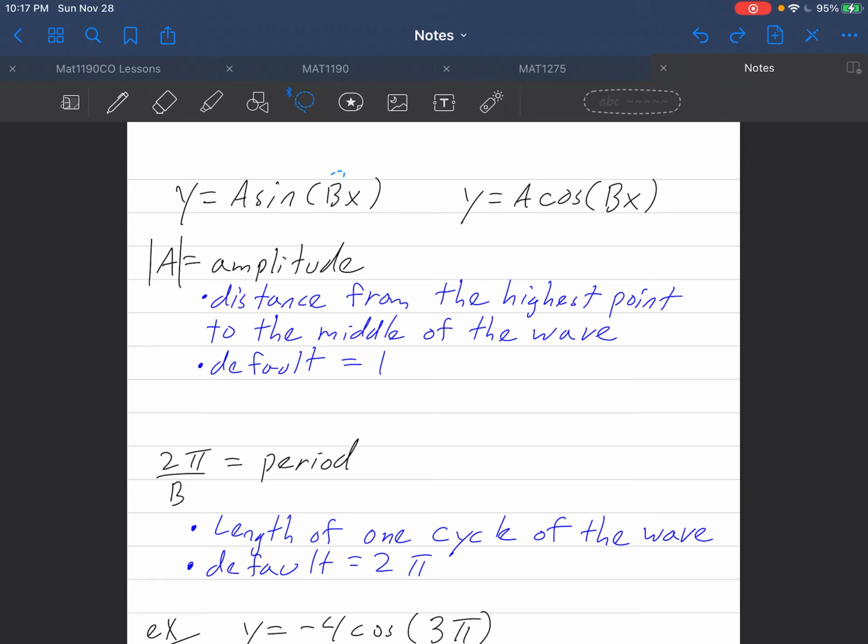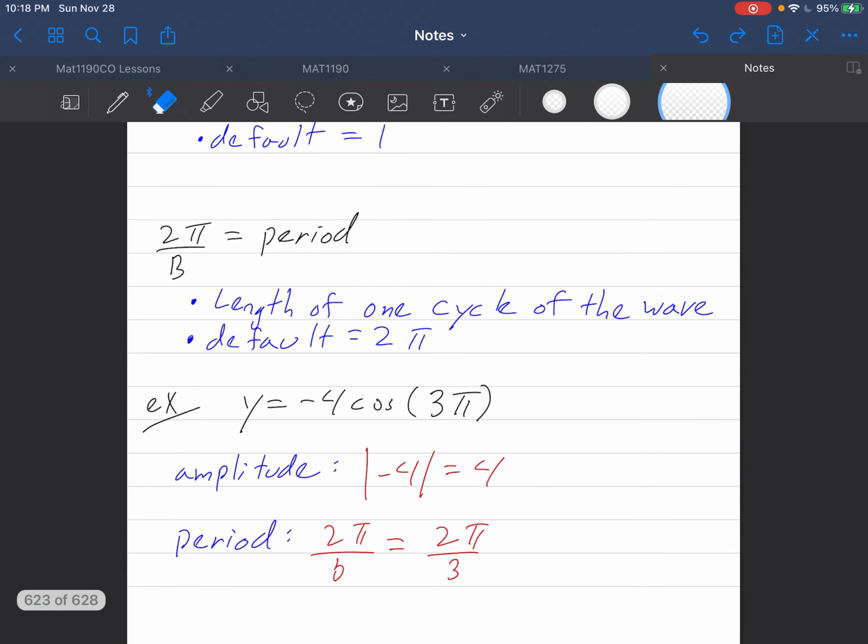Now this coefficient of x, which is denoted by the letter b, is not exactly the period, but it does factor into how the period is calculated. The period is going to be a formula of 2 pi on the numerator and then this coefficient b on the denominator. And remember, the definition of a period is the length of one full cycle, one full wave of the sine or cosine function. And the default value, if b is equal to 1, means 2 pi over 1 is equal to just 2 pi. Right, so let's take a look.